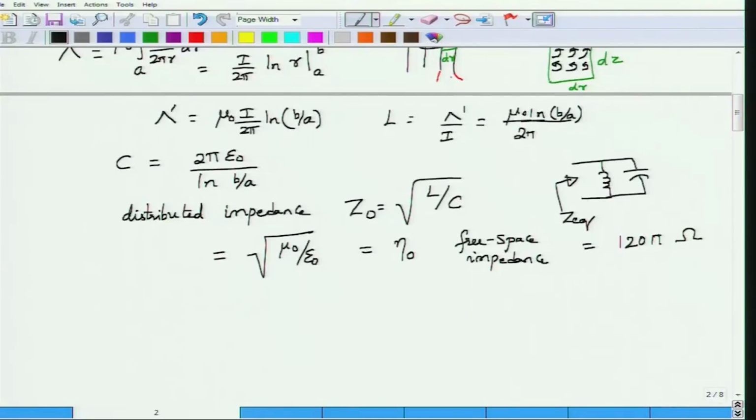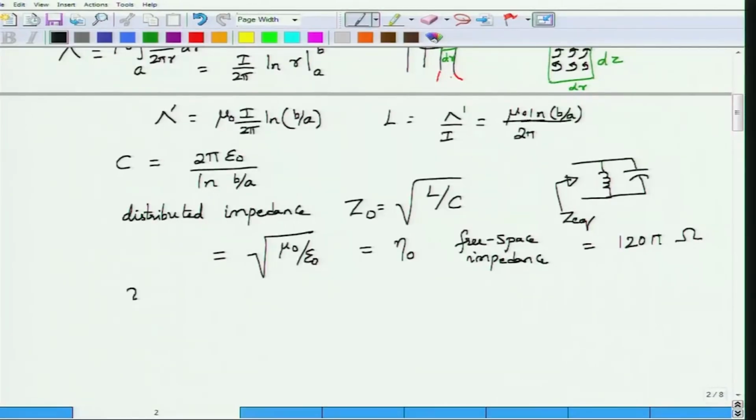So, we call this the free space impedance, and this turns out to be approximately 120 pi ohms or 377 ohms. You can actually see this by plugging in the values of mu 0 and epsilon 0. Mu 0 is 4 pi into 10 to the power minus 7 Henry per meter. Epsilon 0 is 8.85 into 10 to the power minus 12 farad per meter. So, if you plug in those values, you will see that this free space impedance is around 120 pi ohms or 377 ohms.